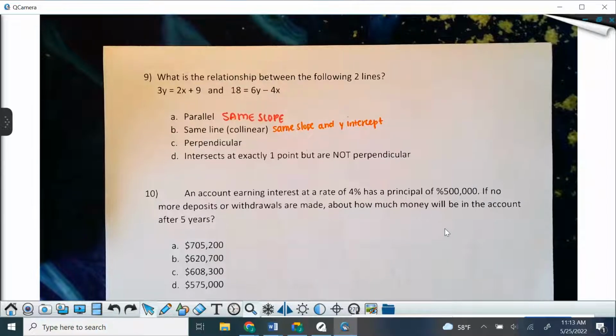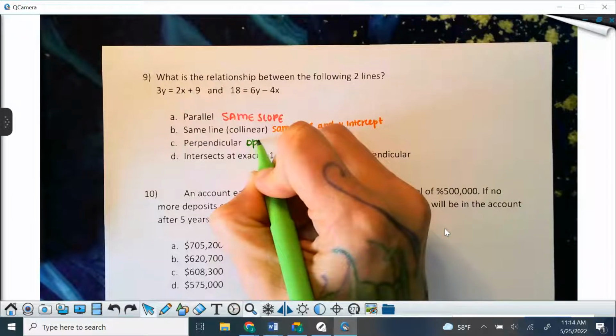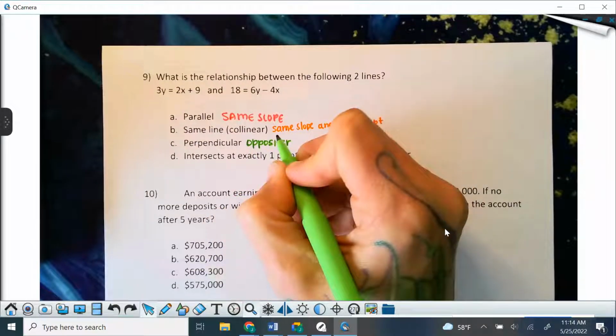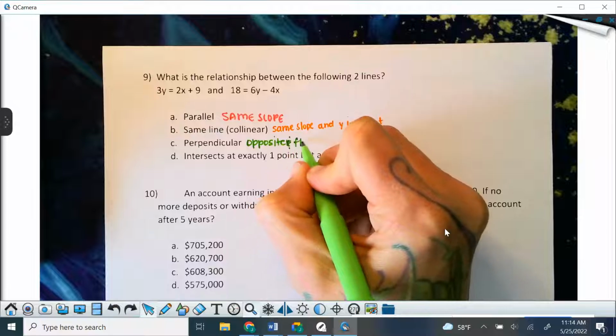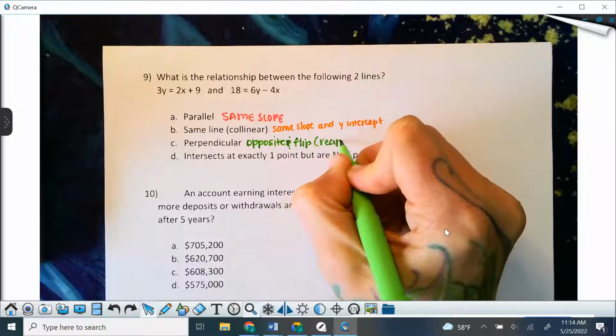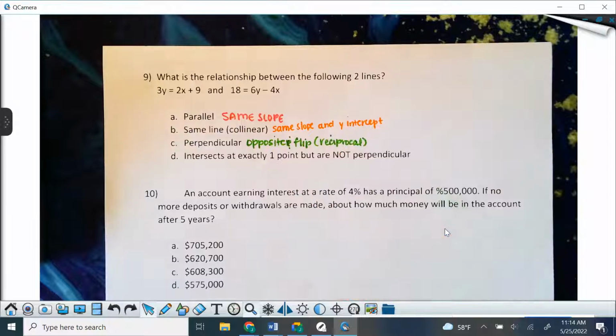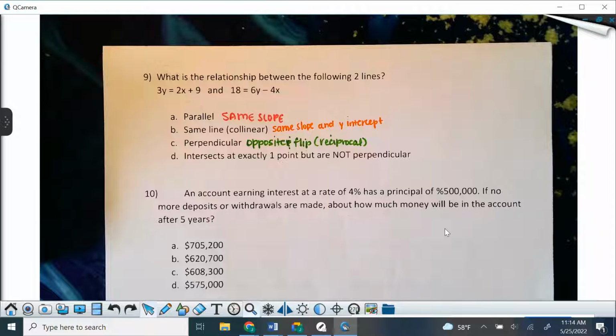Perpendicular. What do we know about perpendicular lines? Opposite reciprocal. Yep. Opposite and flip. The math word is reciprocal. But we need it to be both. So flip is easy to remember. Do opposite and flip. Intersect at exactly one point but are not perpendicular. That would be any system that they touch. So basically any system without the things we just listed above.